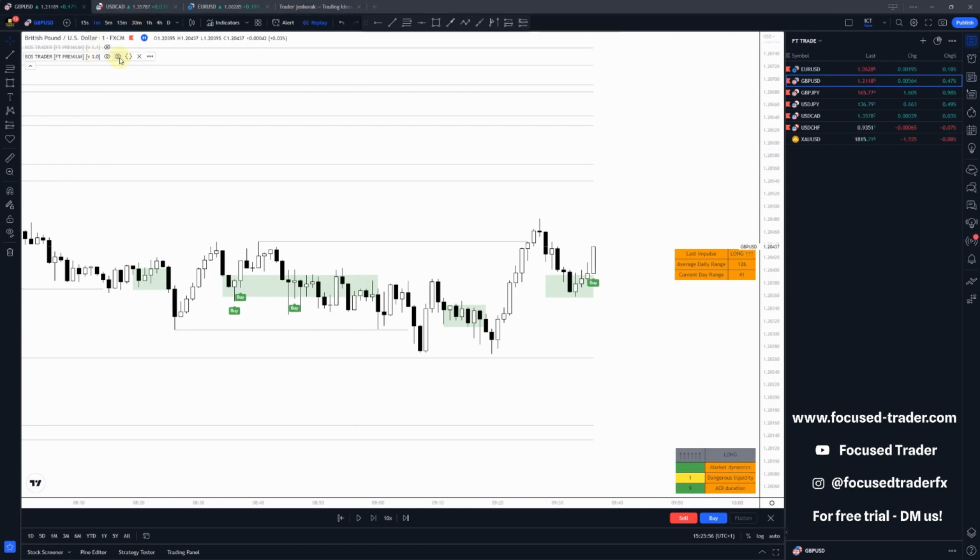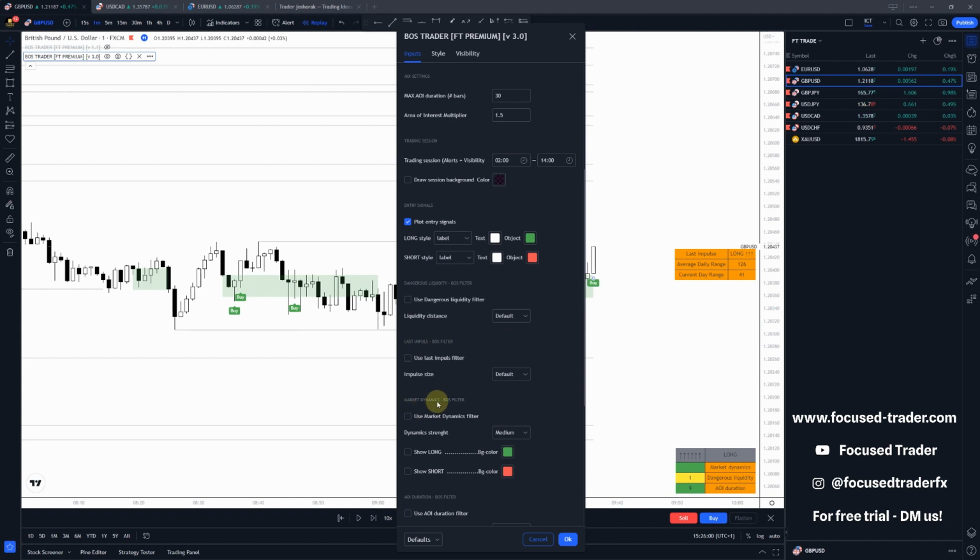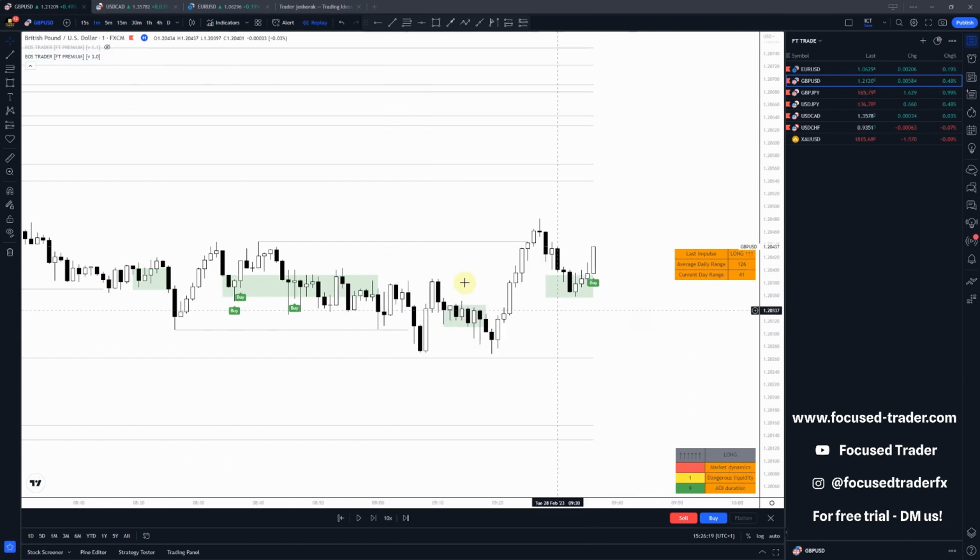But let's see the market dynamics filter. I will go to market dynamics, which is there, and currently it's set to medium for GBP USD, which is my preference. But if I set it to default, we'll see what happens. And you see that the market dynamics is now red, which means that there is not strong enough price action. The volatility is not enough for us to enter the situation.